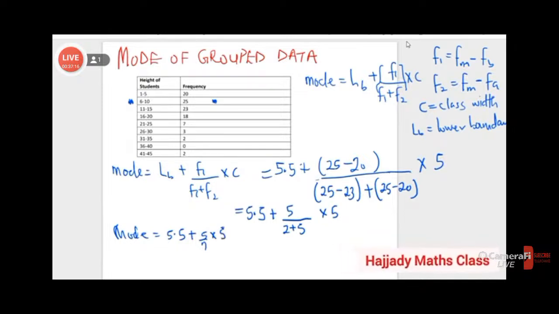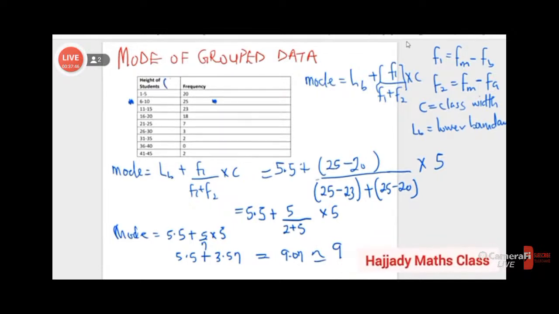So with this, I'm going to have 5.5 plus 5 times 5, which is 25. 25 over 7 is going to give me 3.57. We can add that together. So the mode is going to be 9.07, and approximately my mode is going to be 9. So that will be the height of the student.